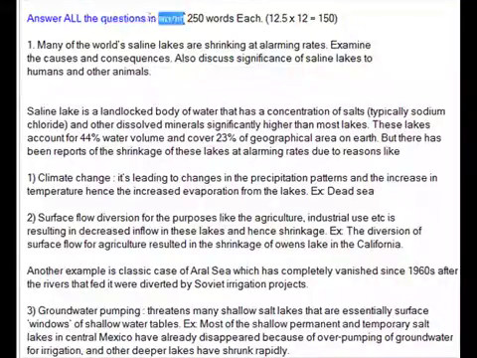Answer all the questions in about 250 words each. 12.5 x 12 equals 150.